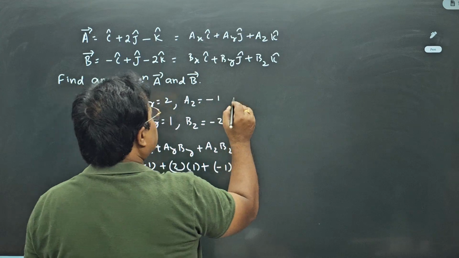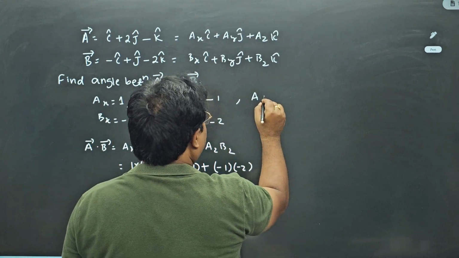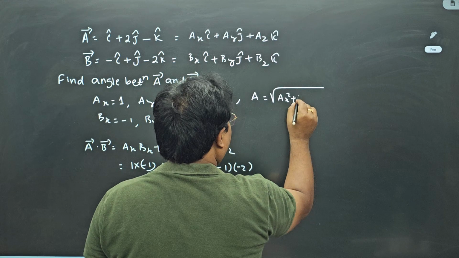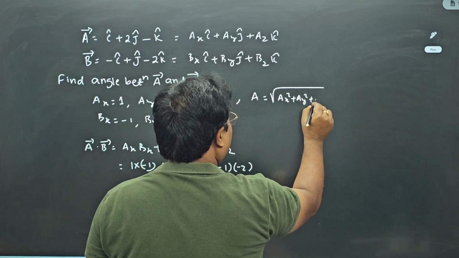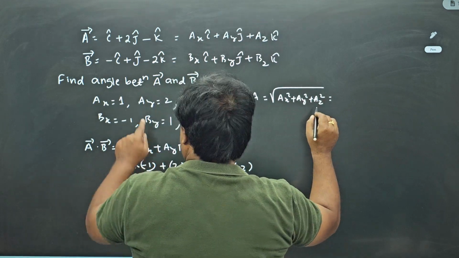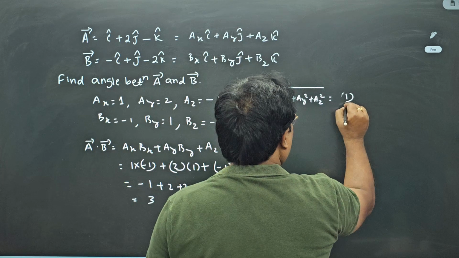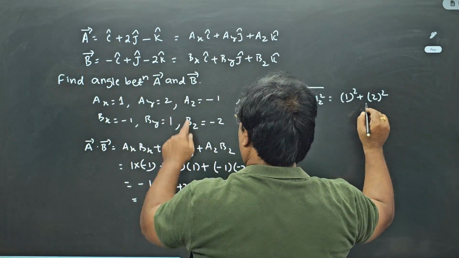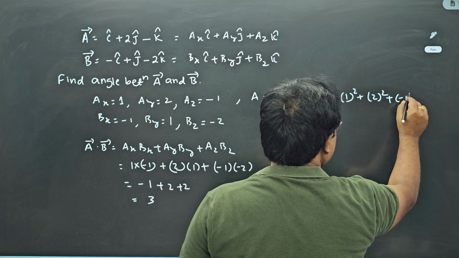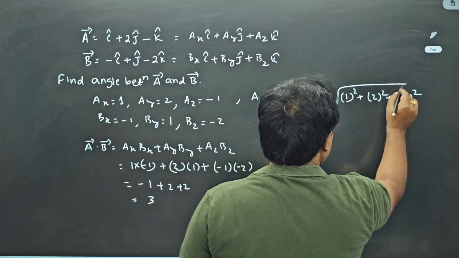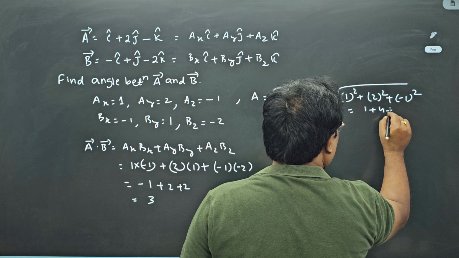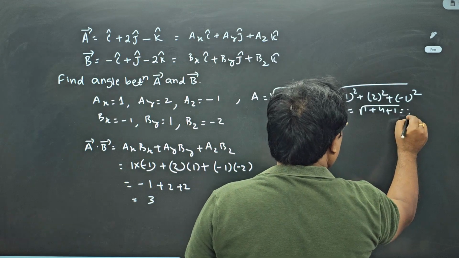Okay. What is the magnitude of a vector? Root over of ax square plus ay square plus az square. What is ax square? 1 square, 2 square, then plus minus 1 square, root over. This becomes 1, this becomes 4, this becomes 1. So this is equal to root over of 6.